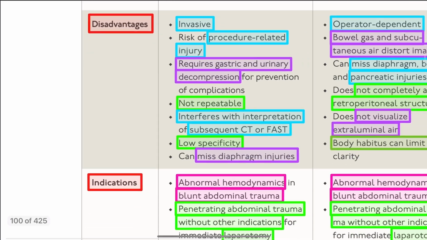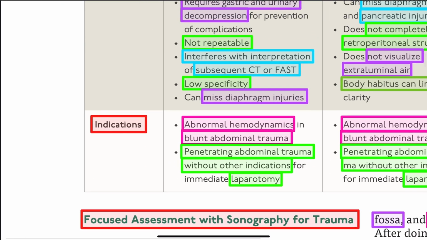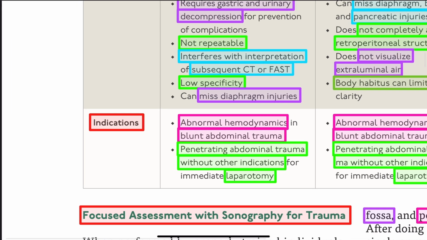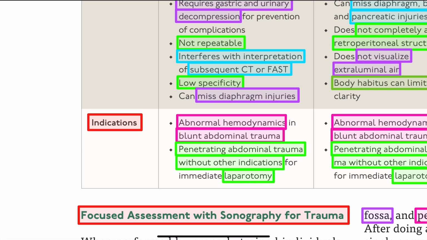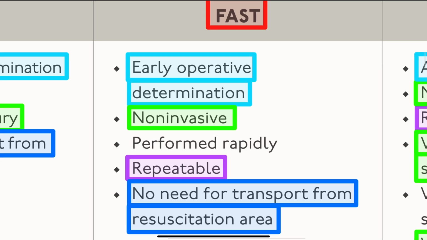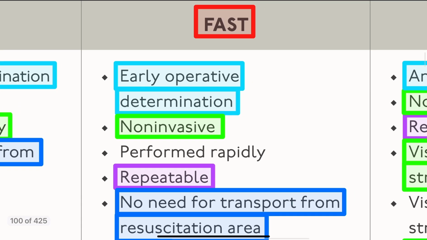An indication is abnormal hemodynamics in a blunt trauma patient, or penetrating abdominal trauma without other indication for laparotomy. If there is penetrating trauma and you cannot decide whether the patient needs laparotomy, you should go for DPL. Now come to FAST. FAST is also an early operative determinant.